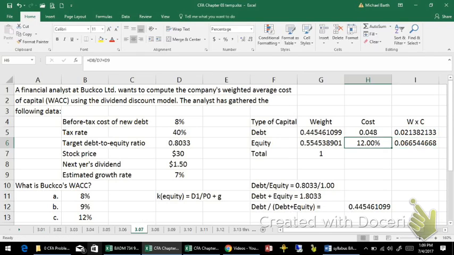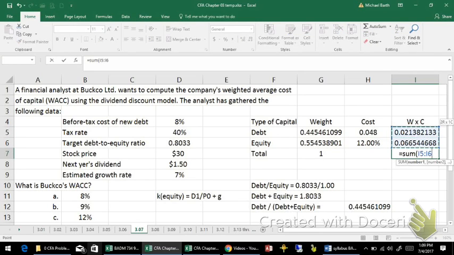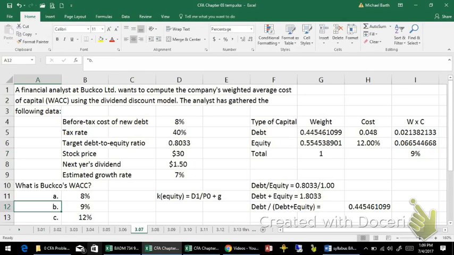So the weighted average cost of capital is about 8.79%. And 9% is the closest number they have over here. So Bucco's weighted average cost of capital would be about 9%.